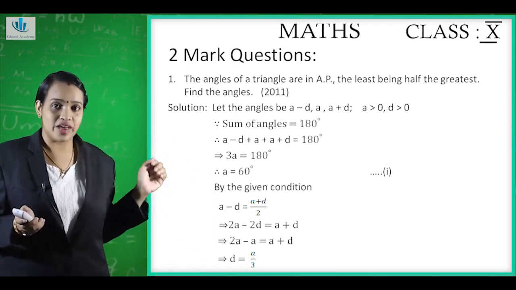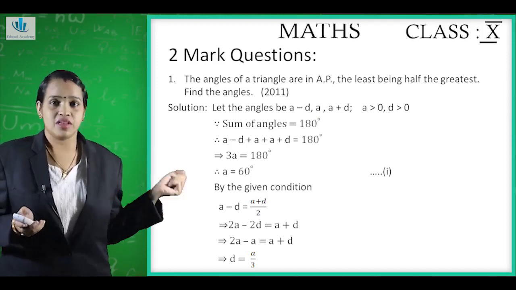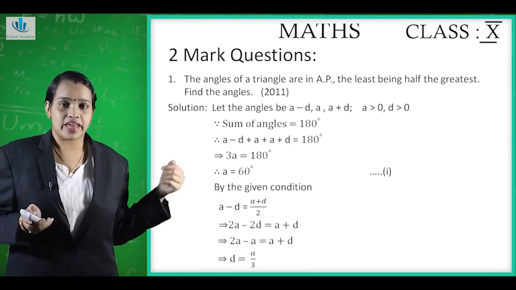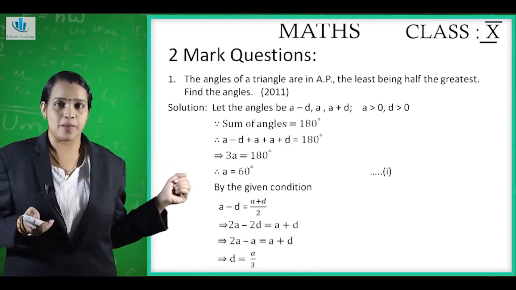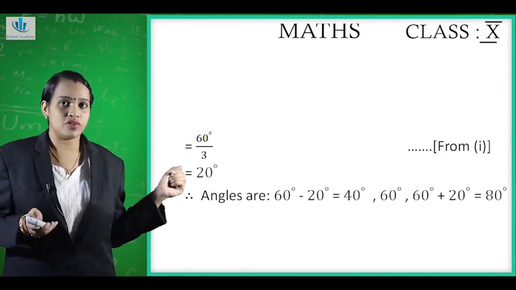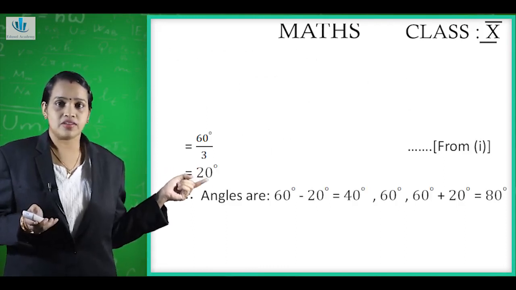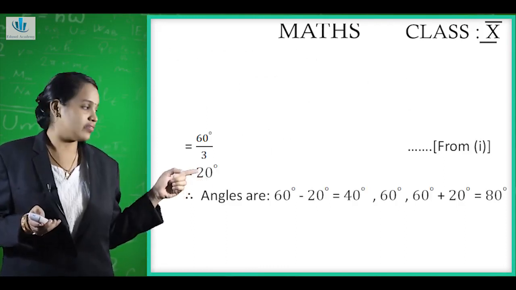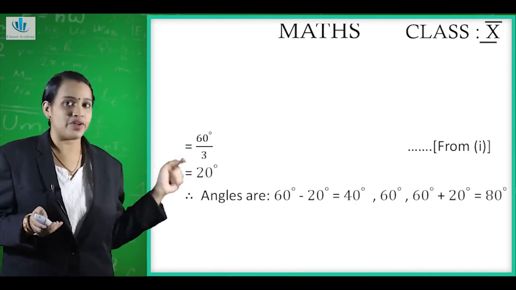So 2A minus A, which is equal to A plus D. Now we will take A and 3 on the other side, which becomes D equal to A upon 3. Now we know the value of A from the previous step. So we will take it as 60 degree upon 3, which is equal to 20 degree.